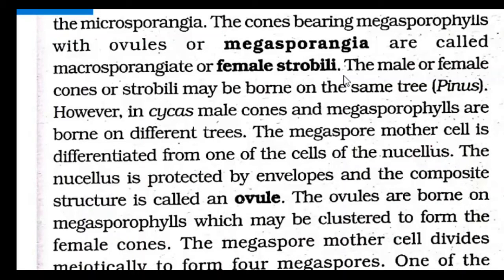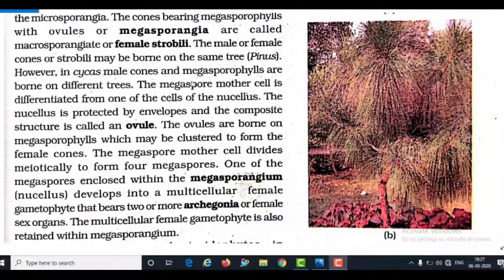So once again see the point. The cones bearing megasporophylls with ovules or megasporangia are called what? Macrosporangiate, or we can call it megasporangiate, or female strobili, and one more name, that is female cone. The male or female cones or strobili may be borne on the same tree. In the case of Pinus, these male and female cones are borne on the same tree. But in the case of Cycas, male cones and megasporophylls are borne on different trees.